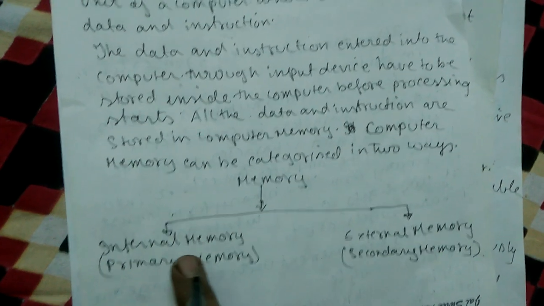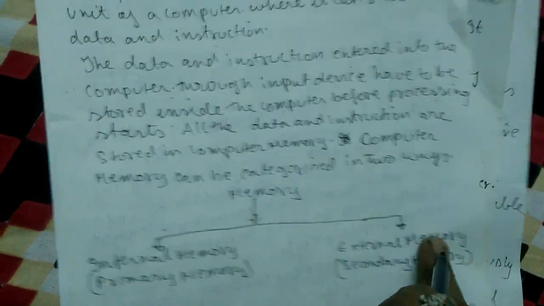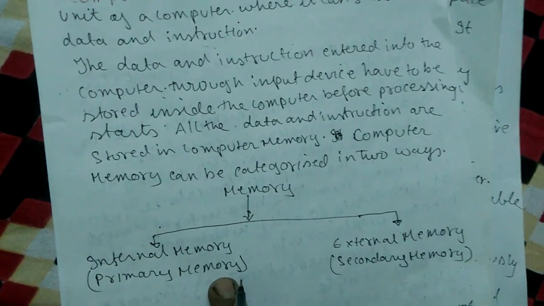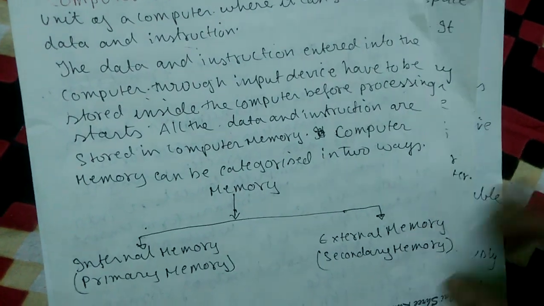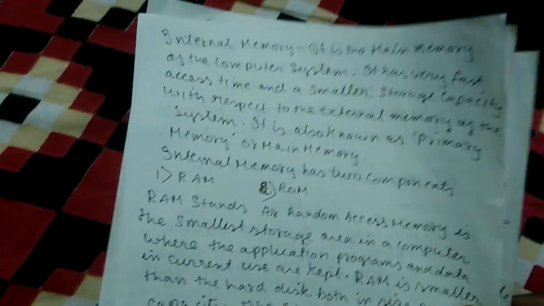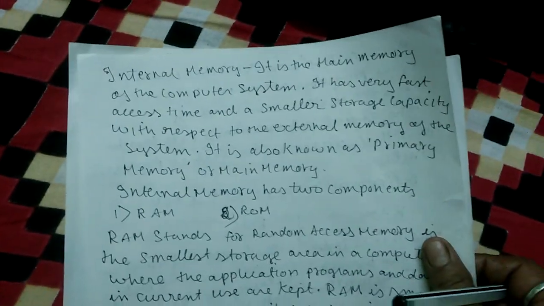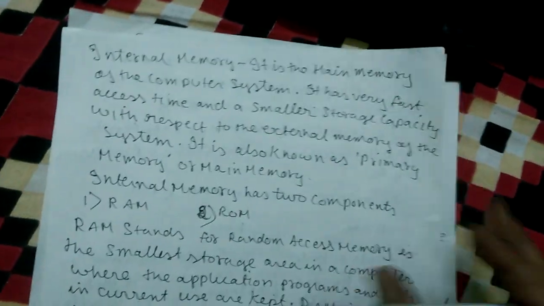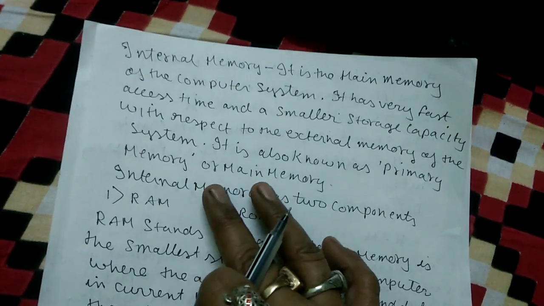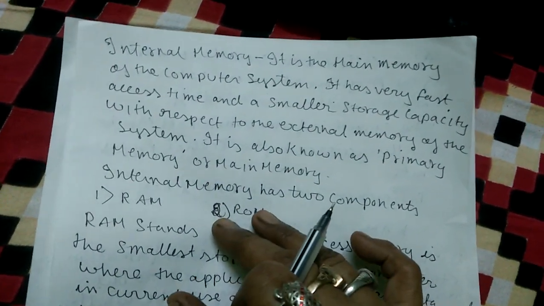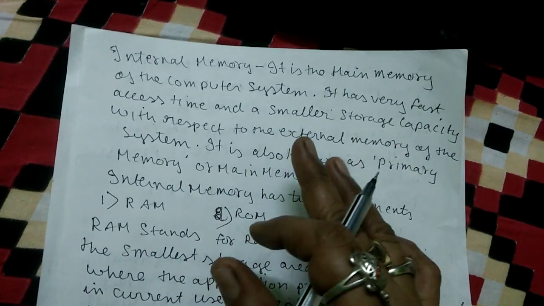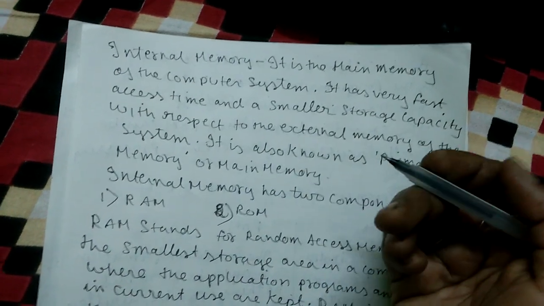Computer memory is categorized into two, internal memory and external memory. Internal memory is also called as primary memory. External memory is also called as secondary memory. Now let us discuss what is internal memory. Internal memory means it is inside the computer. It is already inbuilt when we purchase.